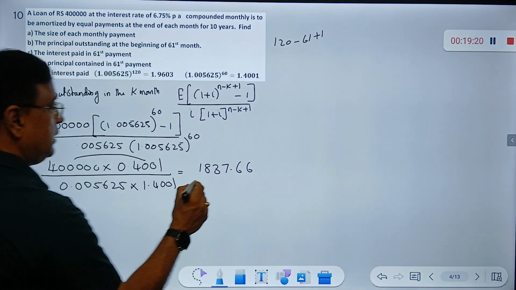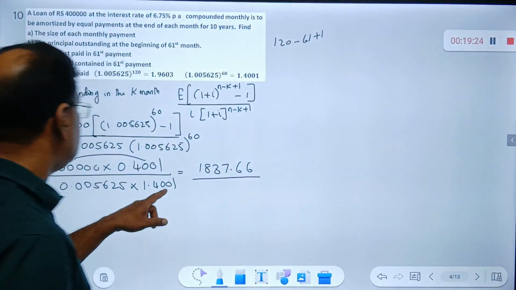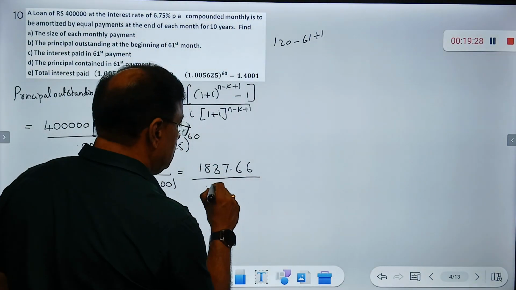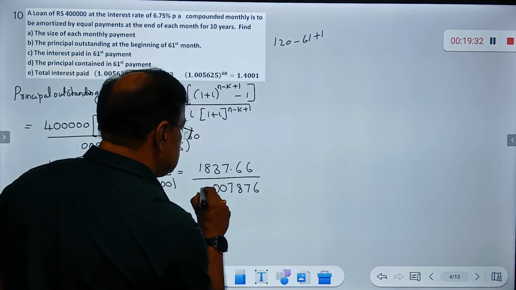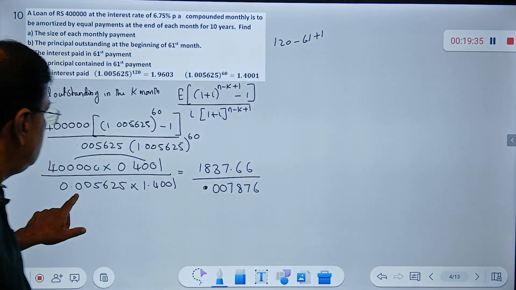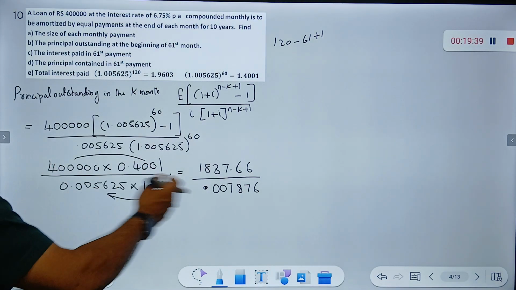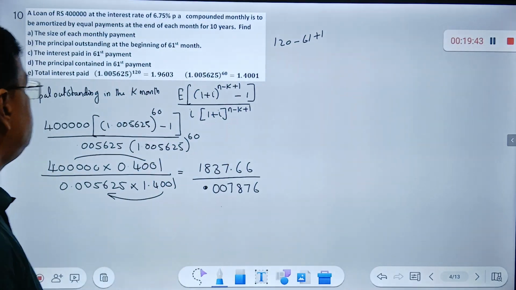This is easy to multiply. Divided by, the denominator also is easy to multiply because the numbers are very small. And if you multiply, I am getting 0.007876. Just normal multiplication. Otherwise, you take log directly. I don't have a problem, but I prefer to do this because the numbers are relatively small.